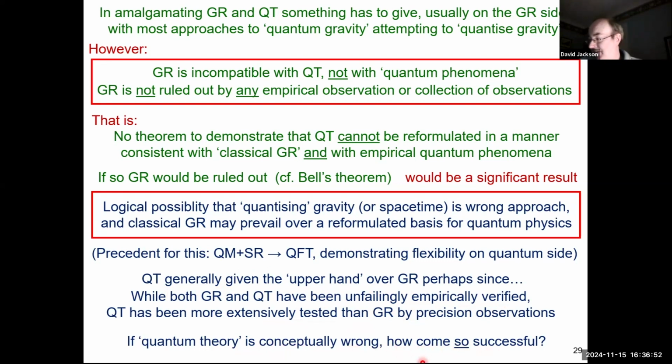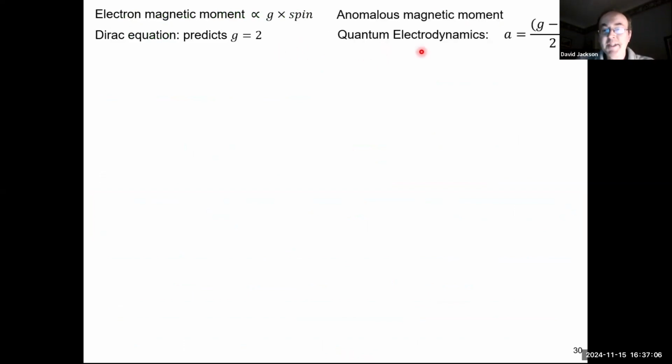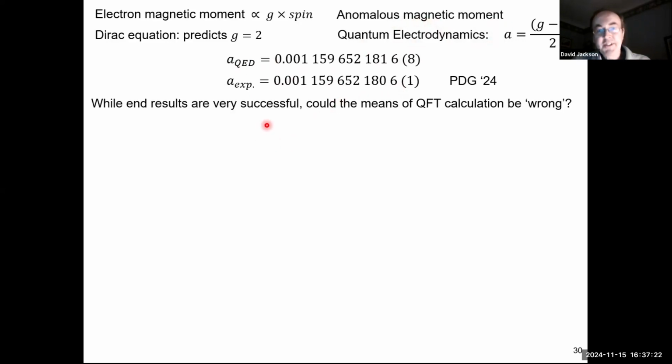So let me try to address this point. The typical example is the electron dipole moment, which in quantum electrodynamics can be the anomalous magnetic moment, can be calculated very precisely in QED to about 10 significant figures or so. And it's well known that when you actually measure this experimentally, you get agreement out to 10 significant figures. So if these results are very successful, how could the means of calculation be wrong?